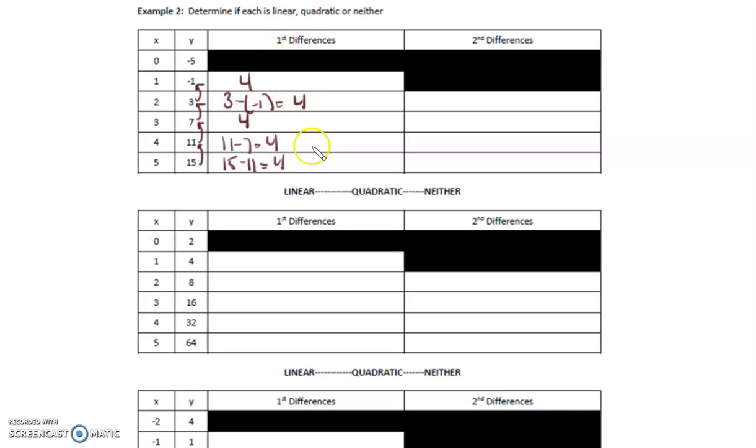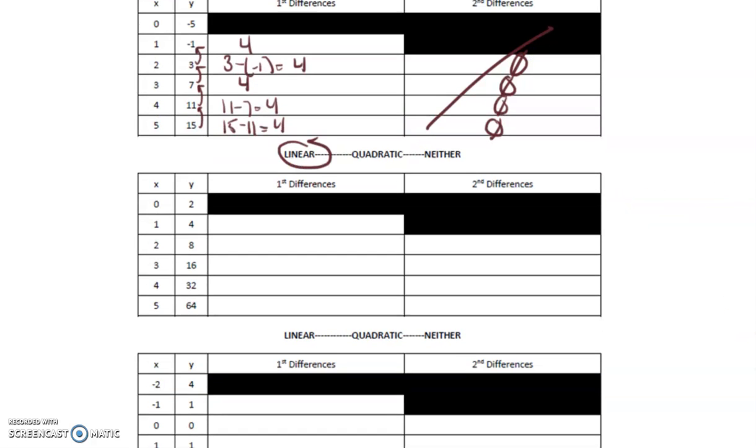As soon as we see that the first differences are constant, we know it's linear. You do not have to do second differences. The second differences will all go to 0. That doesn't really tell us anything, okay?